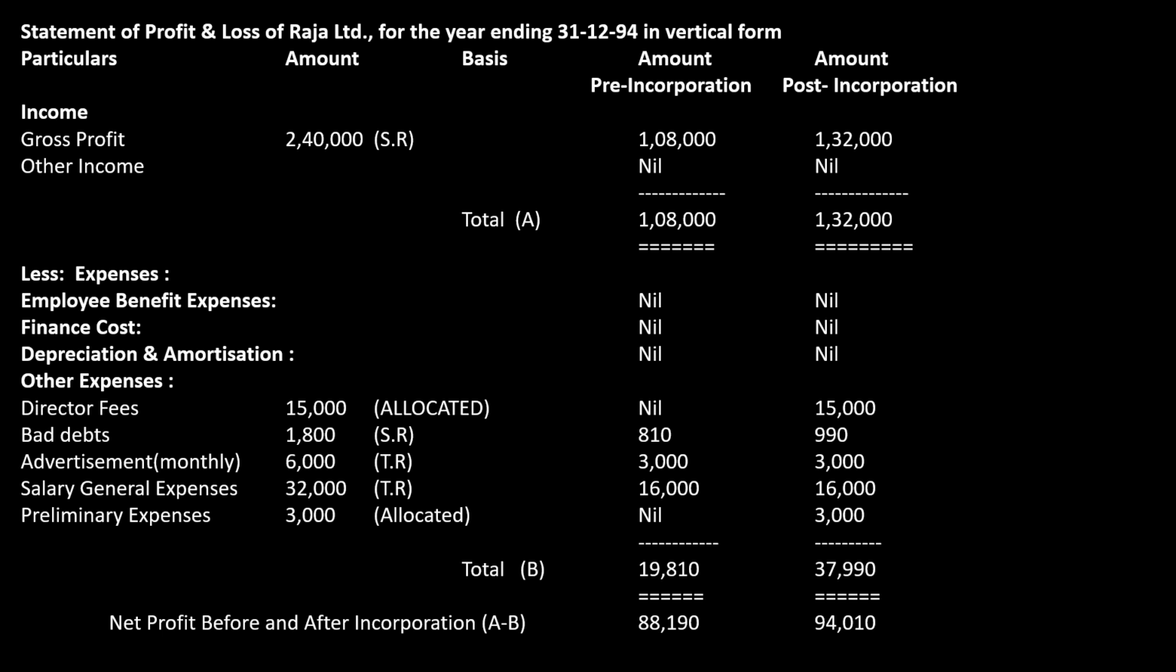Then advertisement 6,000 again in time ratio. Then salary again time ratio. These are monthly expenses. Preliminary expense, I told you, is only for the company form. The full amount will be written in the post incorporation column, that is 3,000. Now make the total for A and make the total for B. A minus B will be your net profit. The first column will be the profit prior to incorporation. The second column will be your profit post incorporation. So that will be the end of the sum. We'll continue in the next class. Thank you.